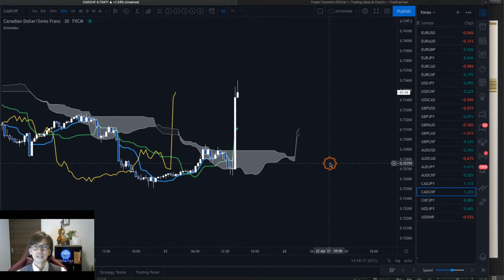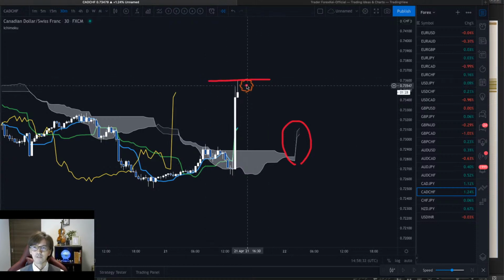Also this one, this is CAD CHF in the 30-minute chart. And see here, you have the very thin Kumo here. This is too tiny, too thin. In this condition, the market can be resisted by the previous resistance level and reverse backwards.